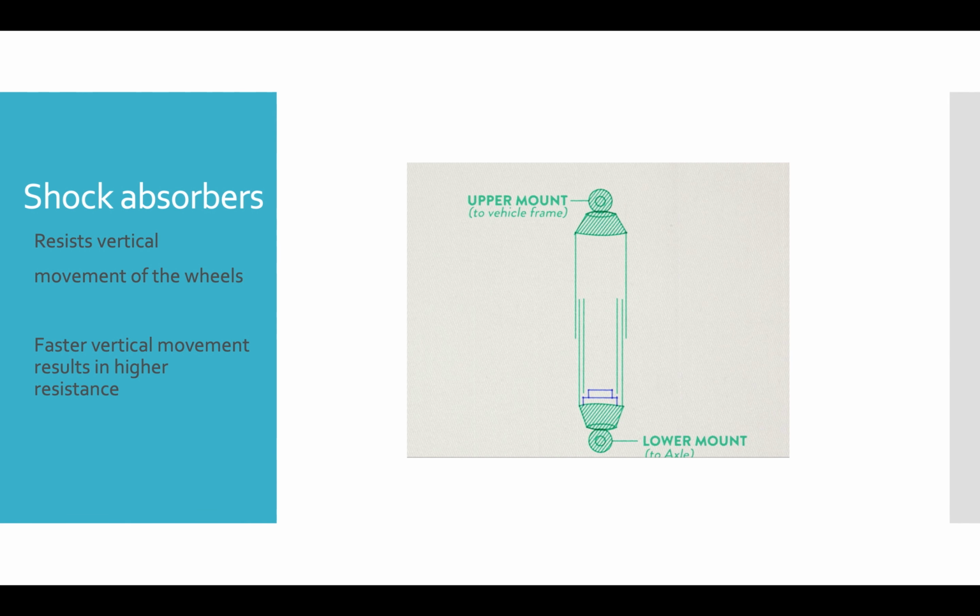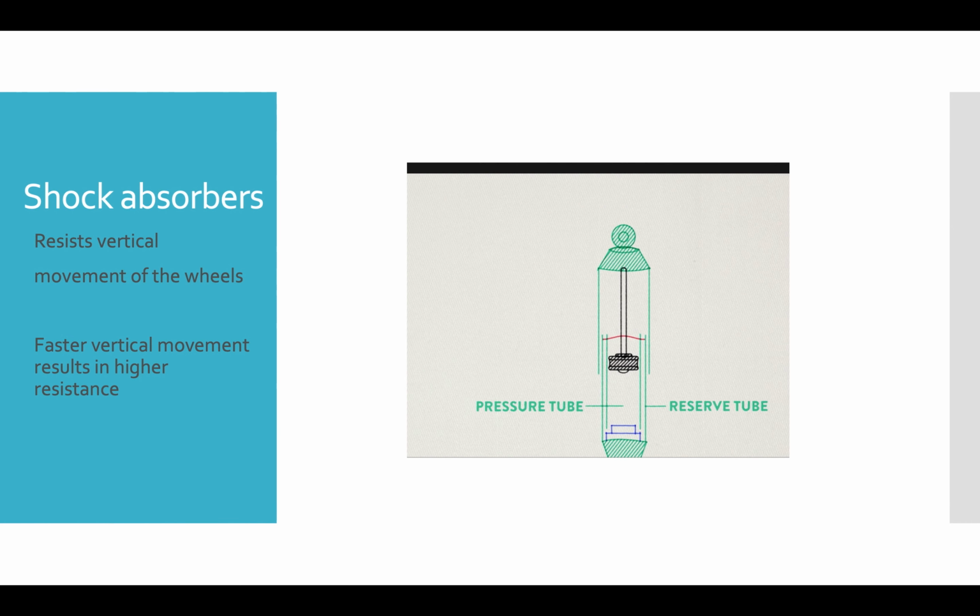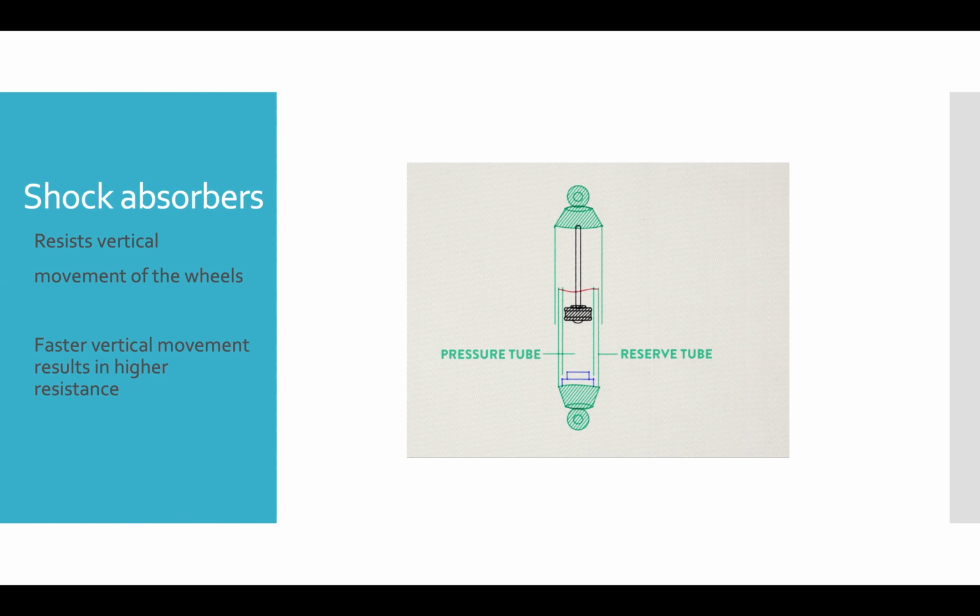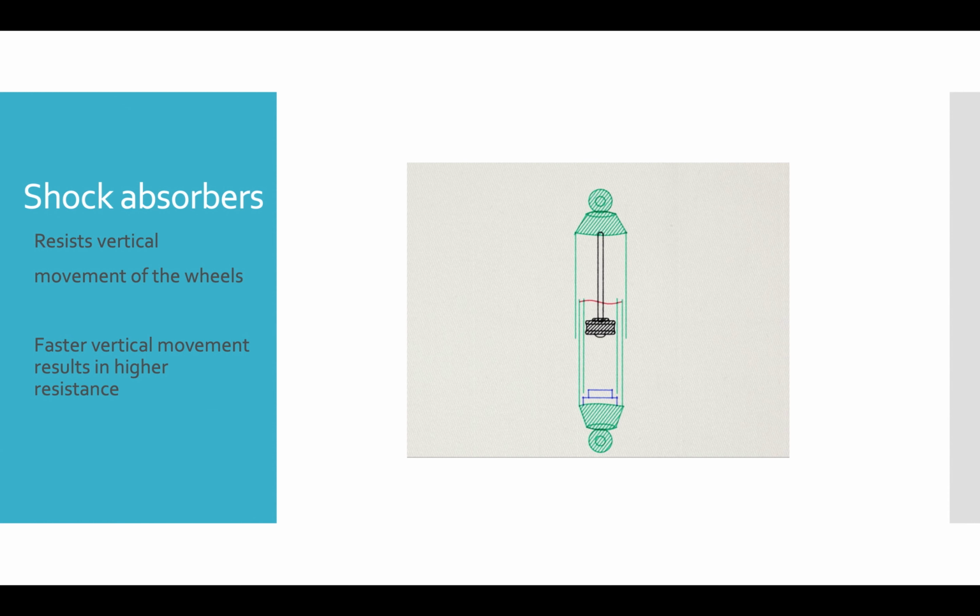The second basic component is the shock absorber. The shock absorber acts as a piston cylinder device with a hydraulic fluid in the middle. When the wheel is displaced, the piston is forced through the hydraulic fluid, and the hydraulic fluid converts kinetic energy into thermal energy through resistance.